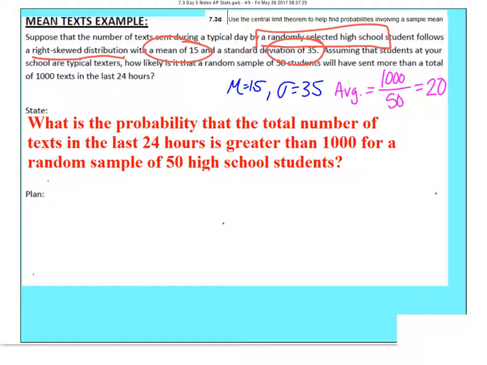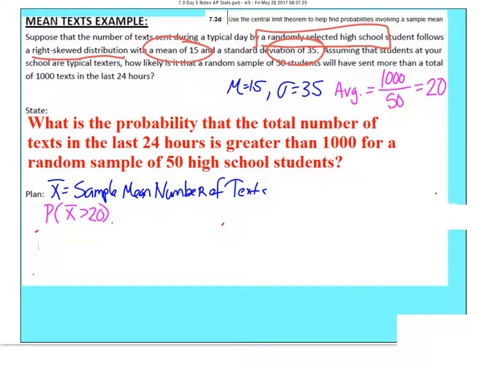Well, let's check our conditions before we compute any means. The first thing I want to do is define my variable. X bar is going to be the sample mean number of texts. So I need to know the sample mean number of texts. That's why I came up in here and actually found the average, the sample mean of texts. So that means I want to find the probability that X bar is greater than or equal to 20.